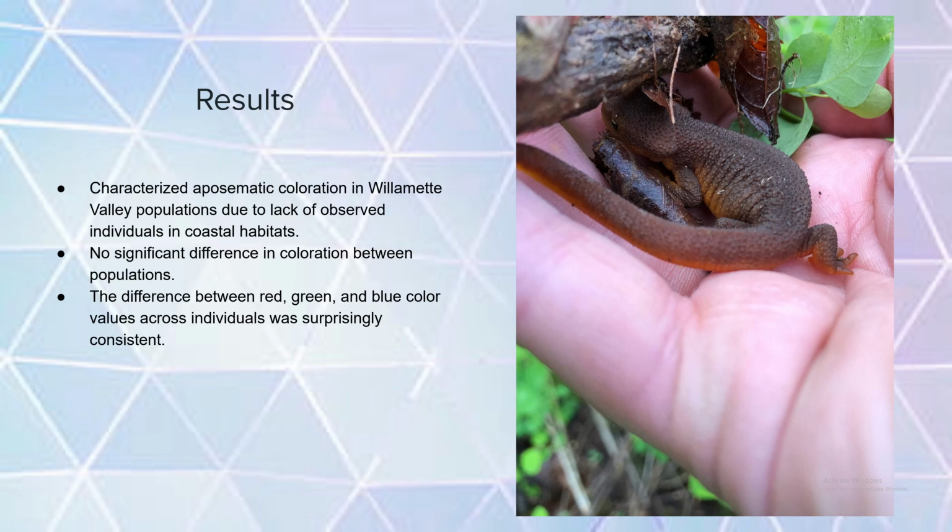So due to the lack of specimens that I was able to observe at the coast, I narrowed the project to characterizing the aposematic color variation for populations that I could observe, which included Corvallis and Lowell, Oregon. The results were there is no significant difference in coloration between these populations. However, I did find a surprising result. The difference in red values, blue values, and green values between individuals was surprisingly consistent.